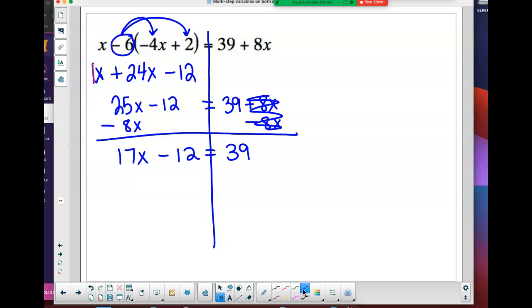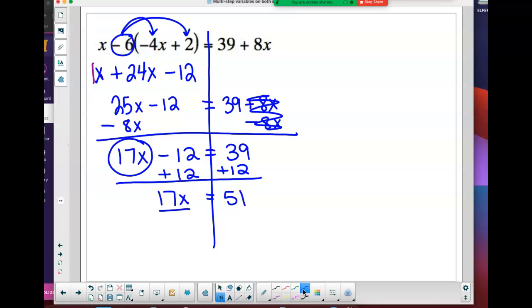Okay, then what? Plus 12. We want to keep the variable and its best friend together, so plus 12. 17x equals 51. Last step is divide by 17. X equals 3.